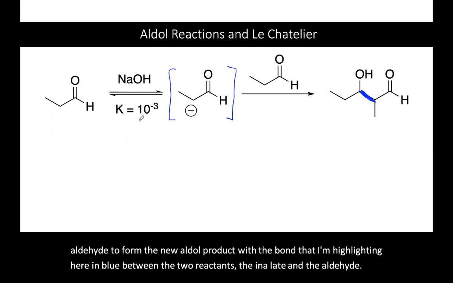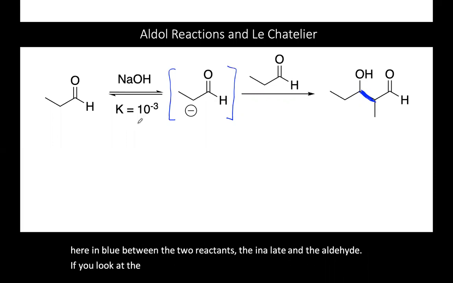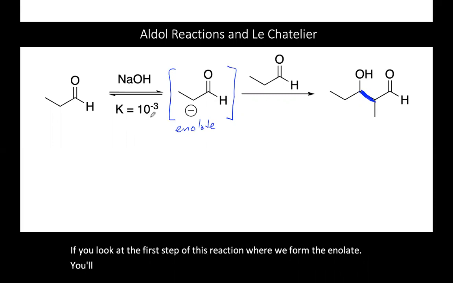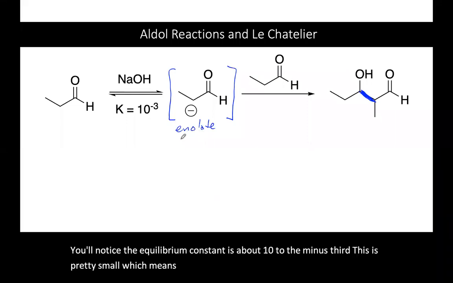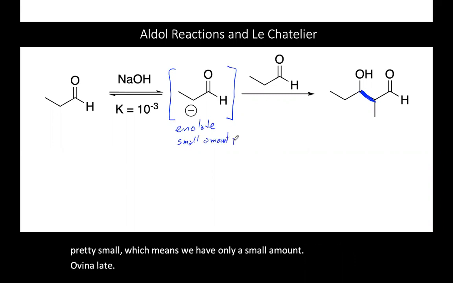If you look at the first step of this reaction where we form the enolate, you'll notice the equilibrium constant is about 10 to the minus third. This is pretty small, which means we have only a small amount of enolate present at any one time during the reaction.